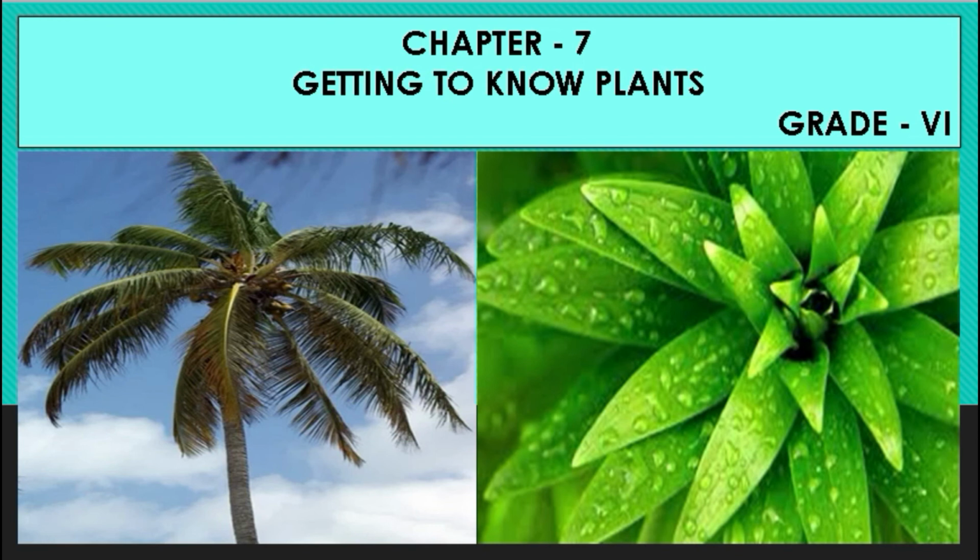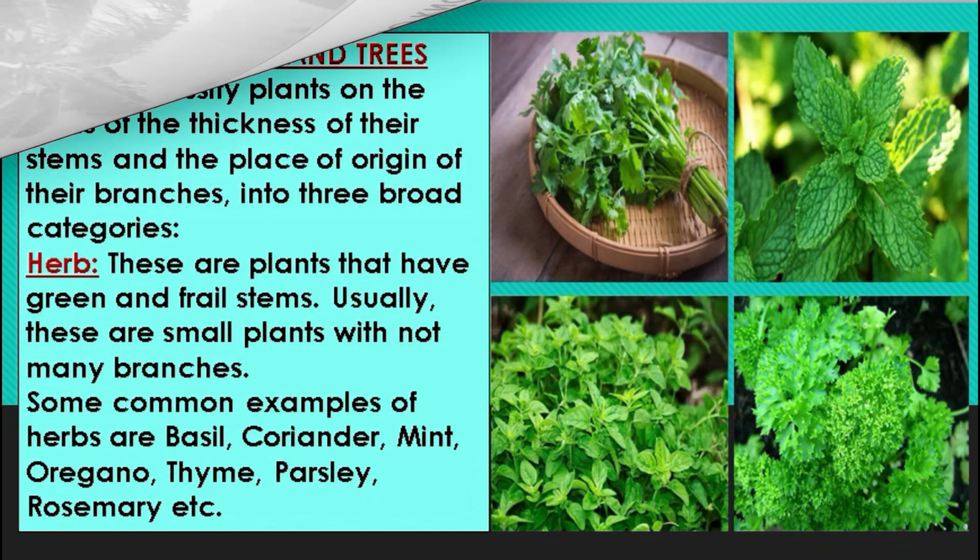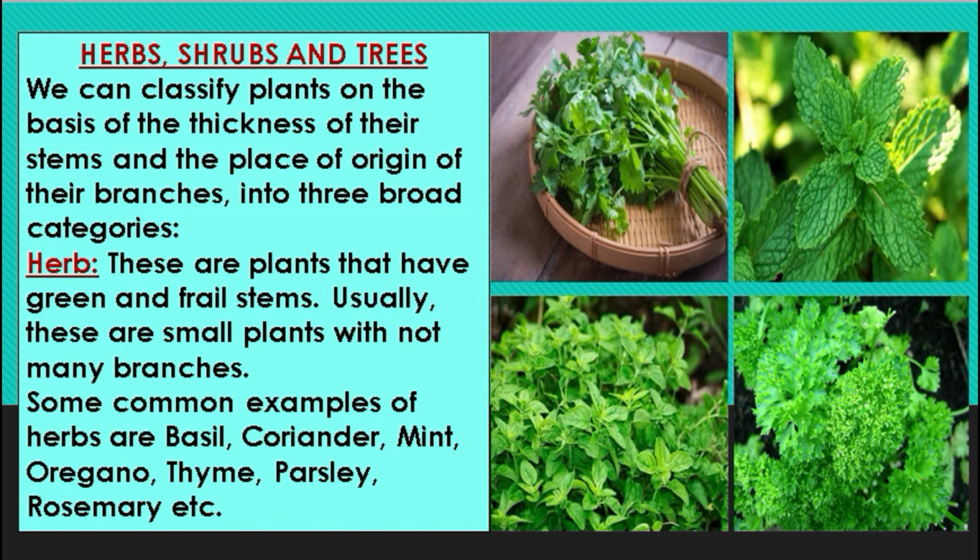And students, all these plants are not only our source of oxygen but also the major source of the food that we eat in our daily life. So students, in this chapter we are going to learn and discuss different types of plants, and we will also discuss how they are classified. So let's start. Now students, the first topic of this chapter is herbs, shrubs and trees.